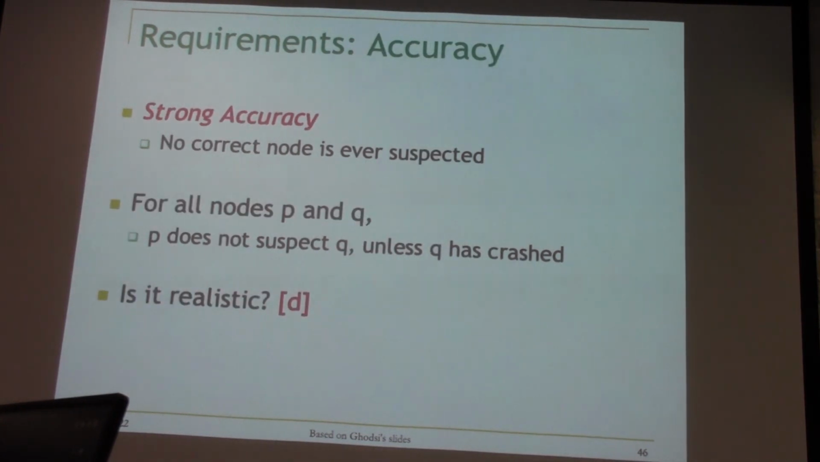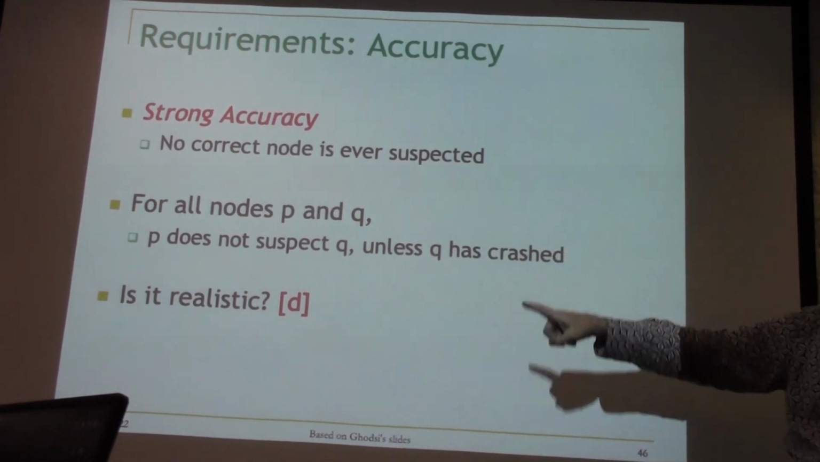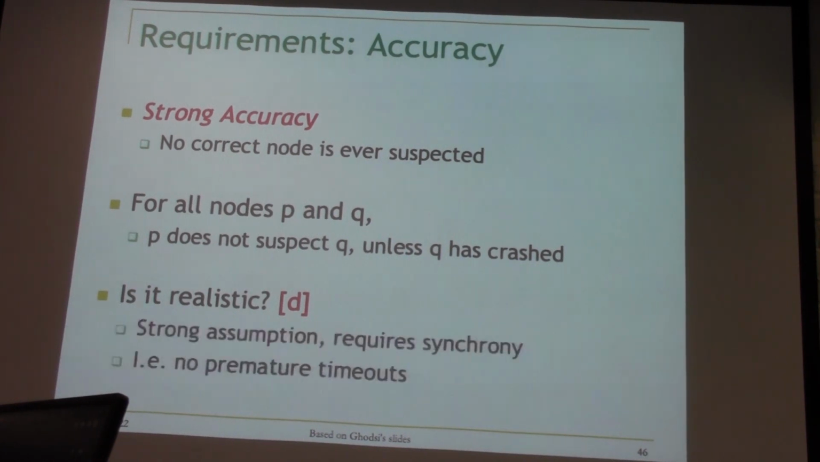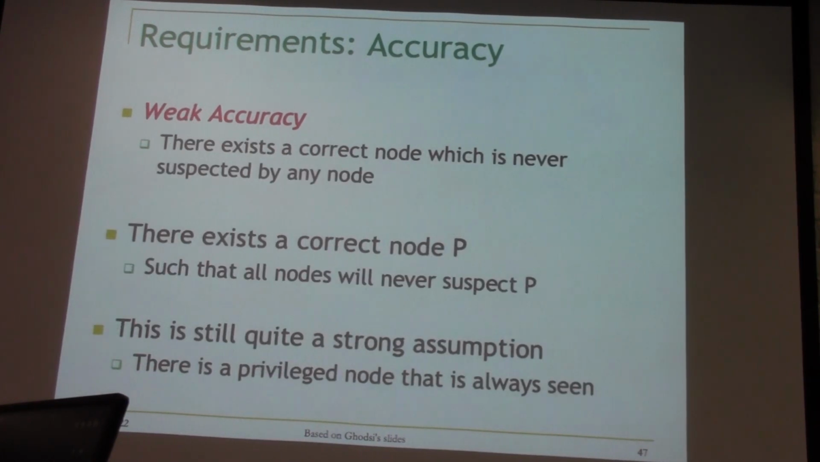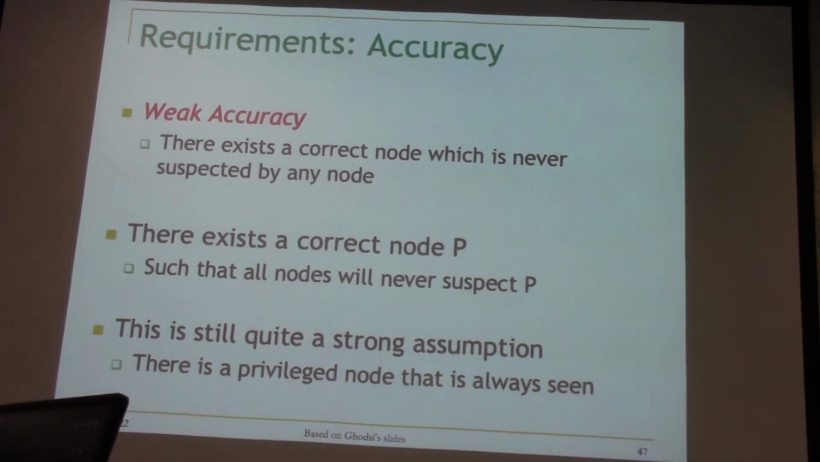Strong accuracy. So this is the toughie. No mistakes, ever. And then weak accuracy, which means there's one node that is the one that we're not making mistakes for. We can make mistakes with everybody else, but this one guy, we will never make any mistake. That's still pretty strong.